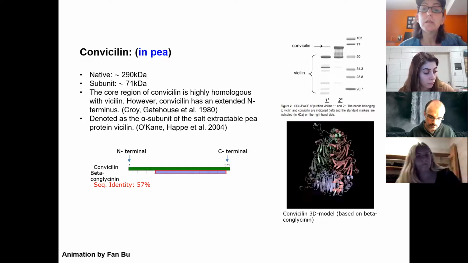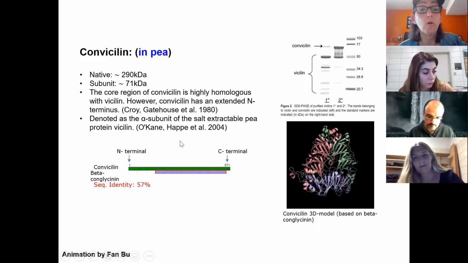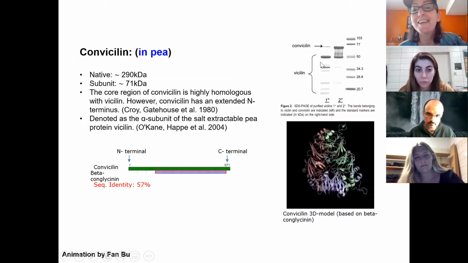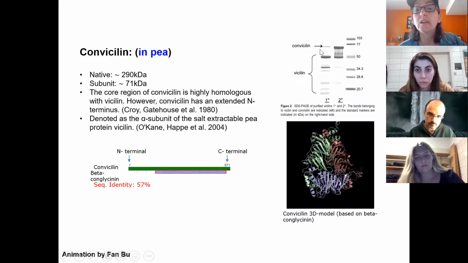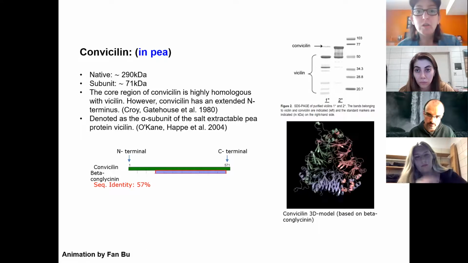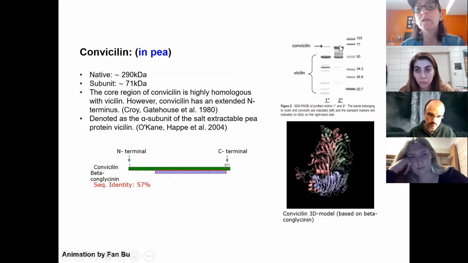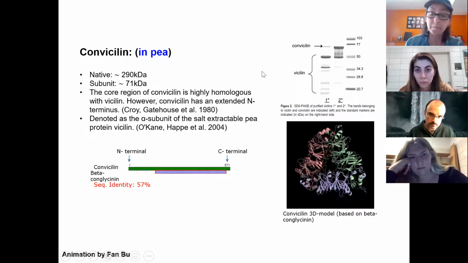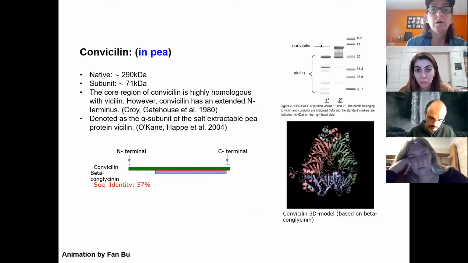This is an interesting image that made me think of Holly and her fractionation. So Holly, you might want to look up these articles. They separated convicillin from vicilin fractions, not just vicilin from legumin, which is interesting. But anyway, this would be convicillin on the gel. These are all different subunits of vicilin.